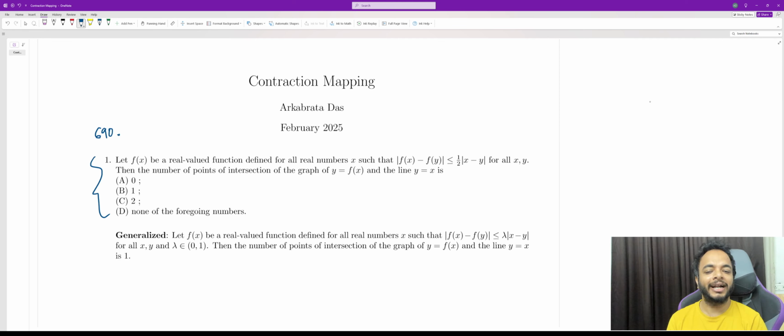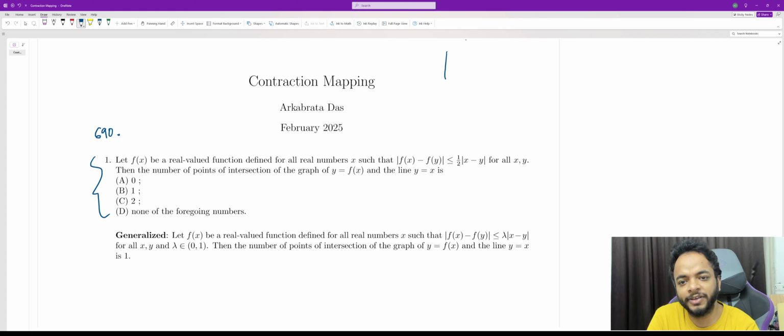It says that you have a real valued function, and for any 2 points in its domain, x, y, the absolute difference between f of x and f of y is less than or equal to half times the absolute difference between x and y. Given this, we have to prove how many fixed points the function has. The next line asks how many points of intersection there are between the graph of y equals f of x and the line y equals x. We call those special points the fixed points of the function.